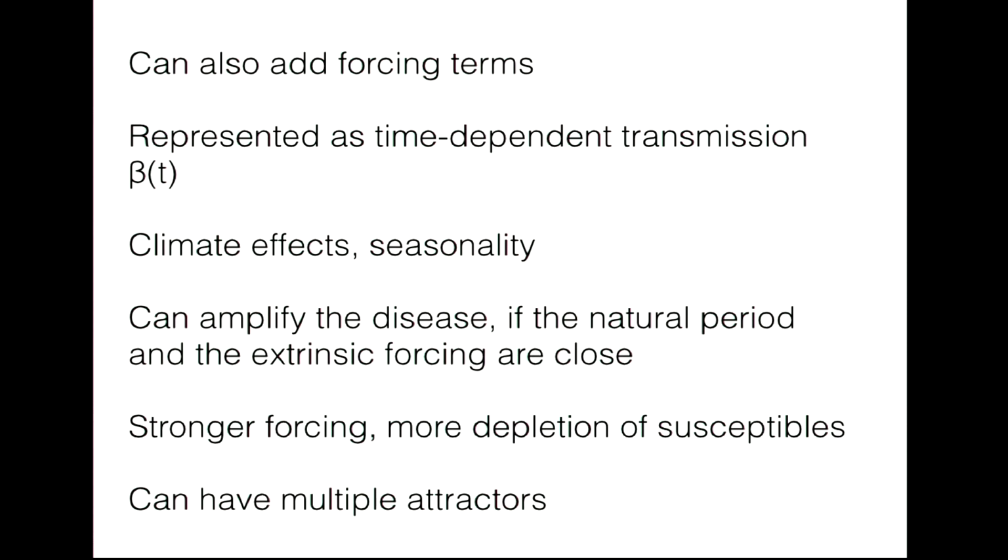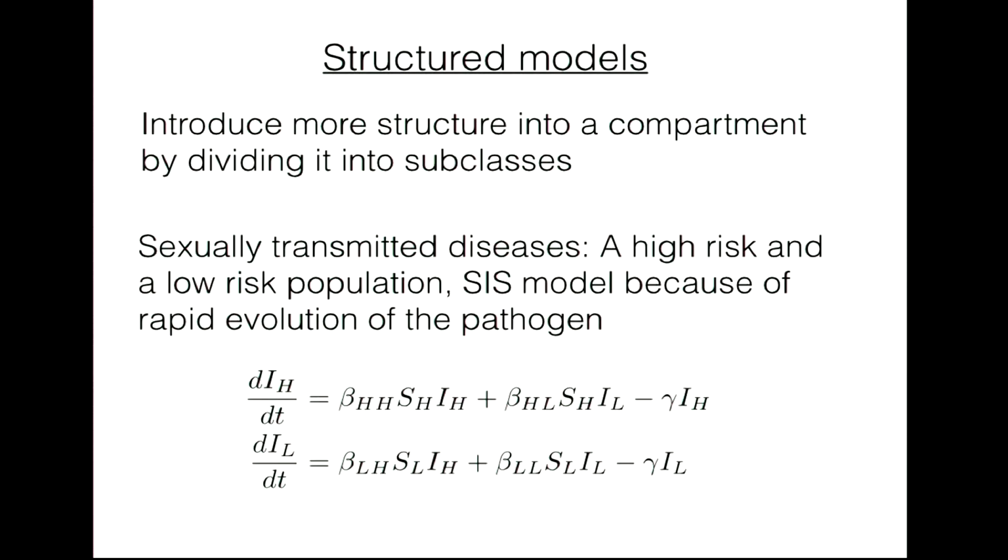So now you can ask, what does having time dependent forcing in these equations do to the structure of those equations? And the answer is that you can amplify the disease if you are sufficiently close to the natural period of that oscillation. If you force more strongly, you tend to have more depletion of susceptibles and more gradual relaxation back to the initial state. And you can have multiple attractors. You can have attractors that, for example, have a period of 2 years or a period of 6 years. You may be able to switch between them depending upon what your behavior is.